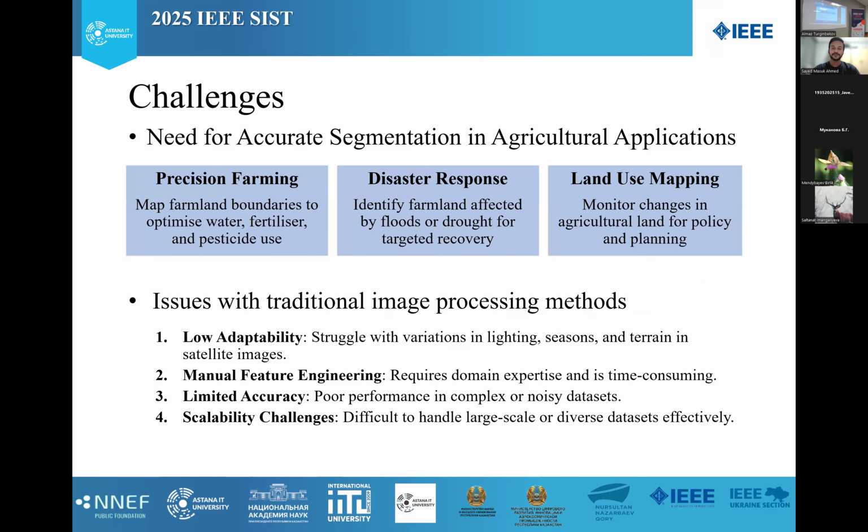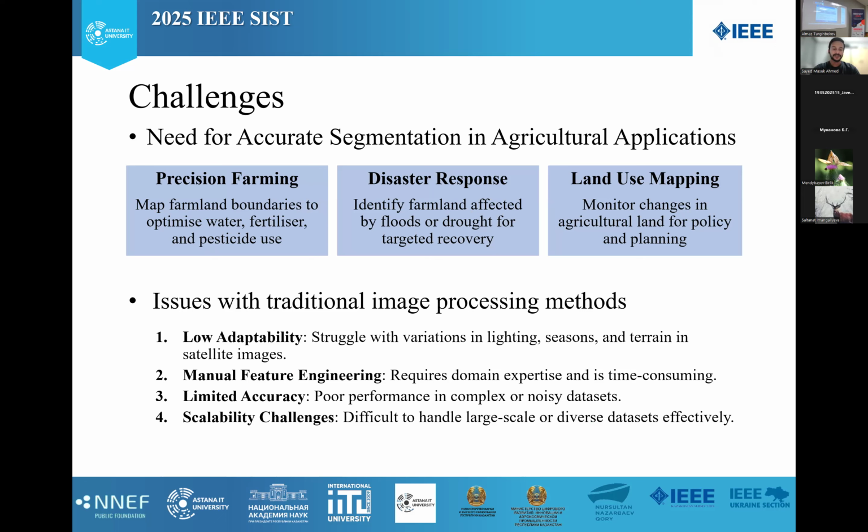And here are some challenges we faced in this project. I can divide it into three parts. The first one is precision farming, mapping farmland boundaries to optimize water, fertilizer, and pesticide use. Disaster response, identifying farmland affected by floods or drought for targeted recovery. And then land use mapping. You can monitor changes in agricultural land for policy and planning.